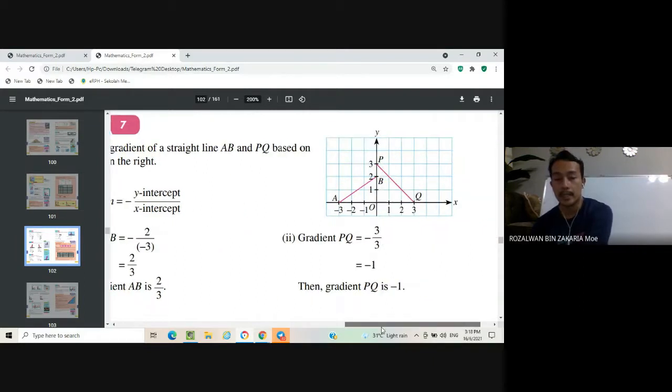For question 2, gradient PQ. Based on the diagram, you have to identify that the y-intercept equals 3, and the x-intercept equals 3 also. So the gradient PQ equals minus y-intercept divided by x-intercept, so minus 3 divided by 3, because 3 is also the x-intercept. So minus 3 divided by 3, you will get minus 1. So the answer is minus 1.